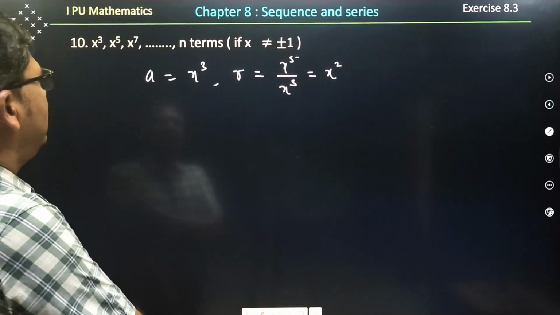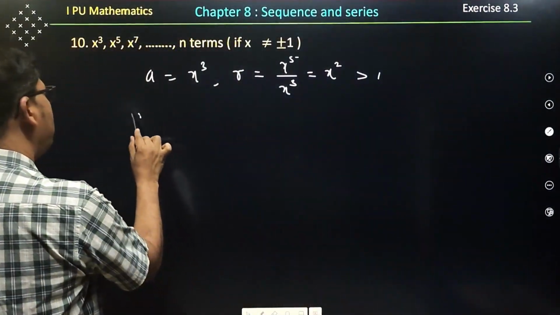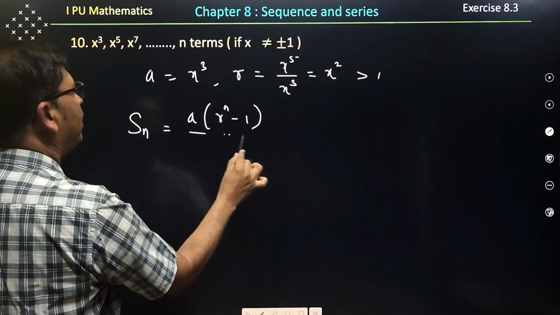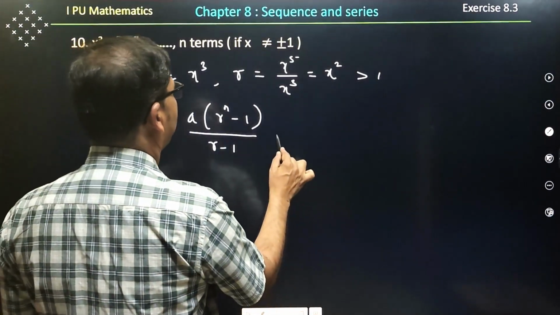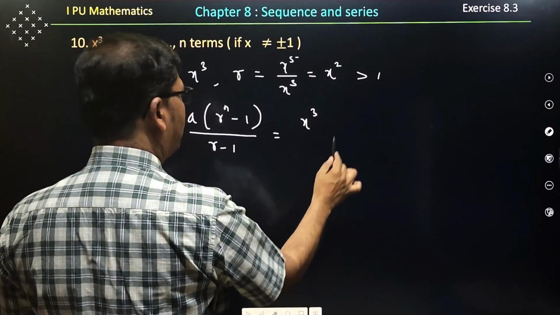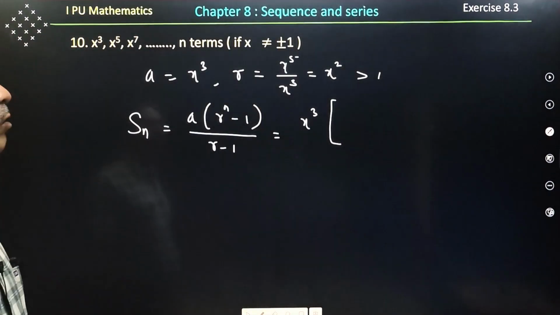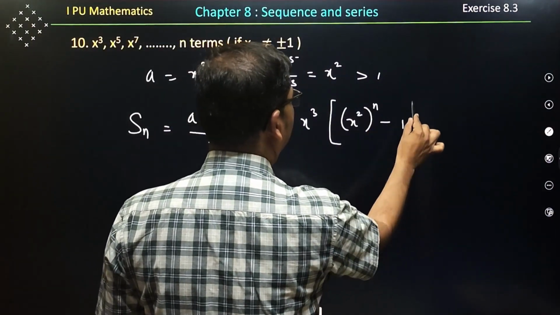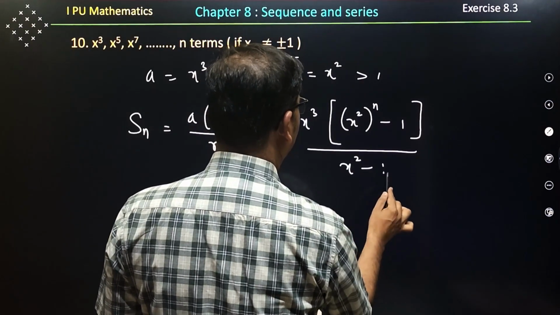X square is nothing but positive, it is always. So it is definitely greater than 1 here. So I can use the result, Sn equals a into bracket r to the power n minus 1 divided by r minus 1. This is Sn here. The value of a is x cube into bracket r to the power n. The value of r is x square to the power n, then minus 1 whole divided by r minus 1. That is what you can write, x square minus 1 you can write here.